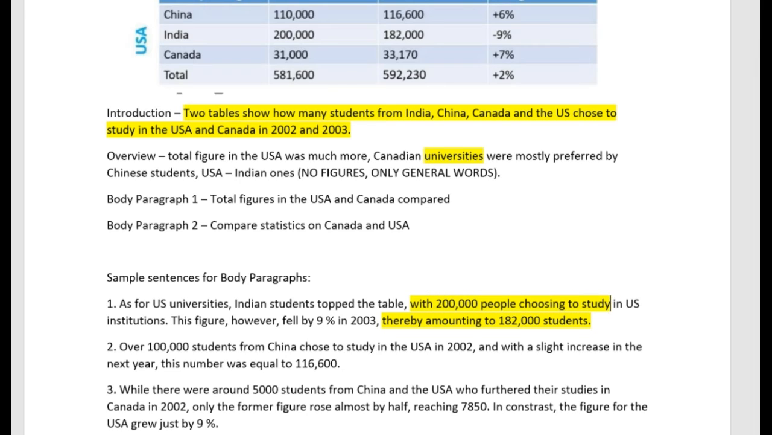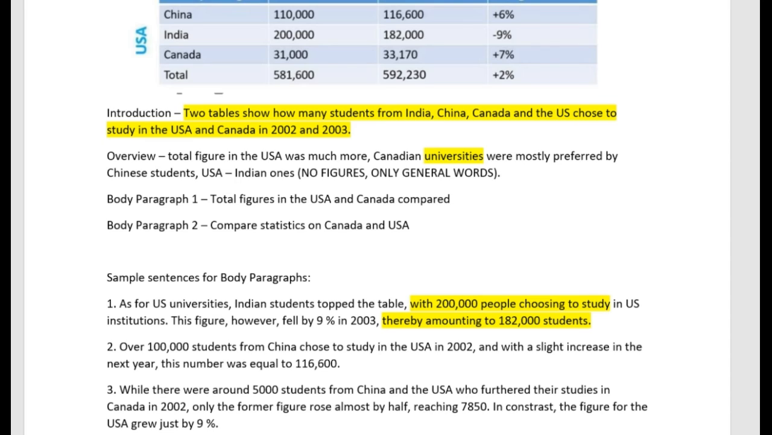Okay. For the second sentence, it's great to start with statistics. Over 100,000 students from China chose to study in the USA in 2002, with a slight increase in the next year, and this number was equal to 116,600. You see? So, also a good sentence. Two sentences are linked, and perfect. And we start with the statistics.